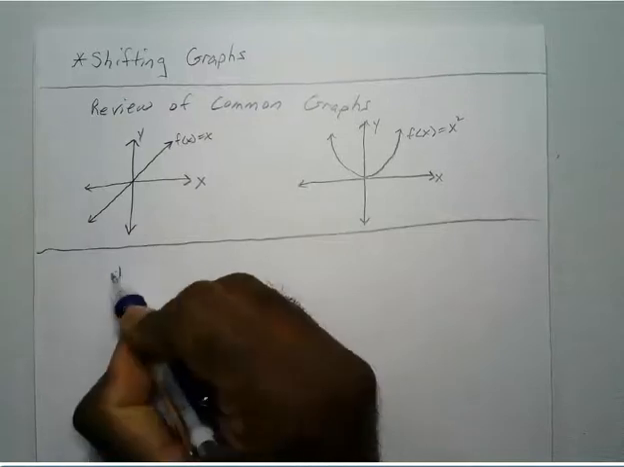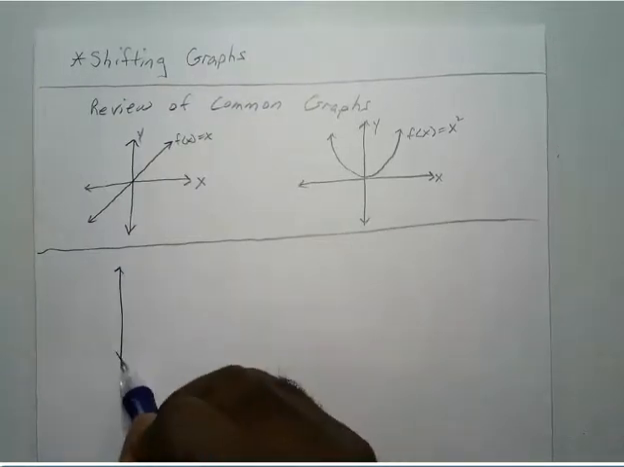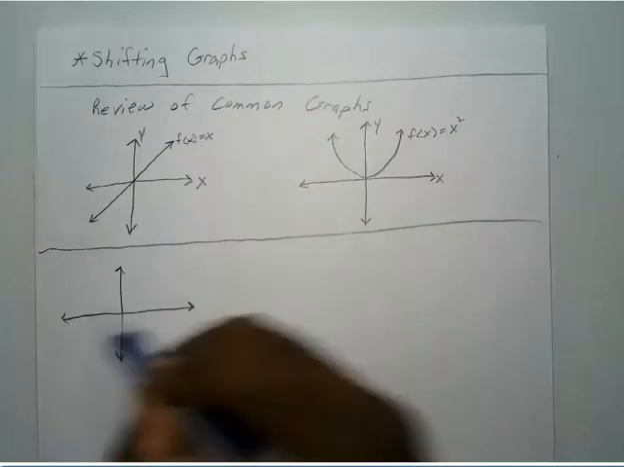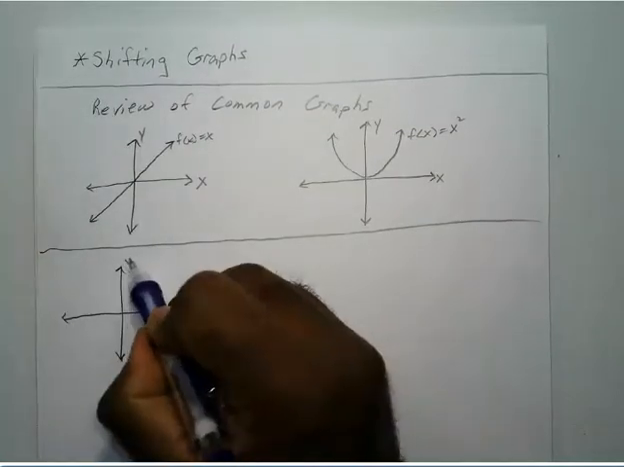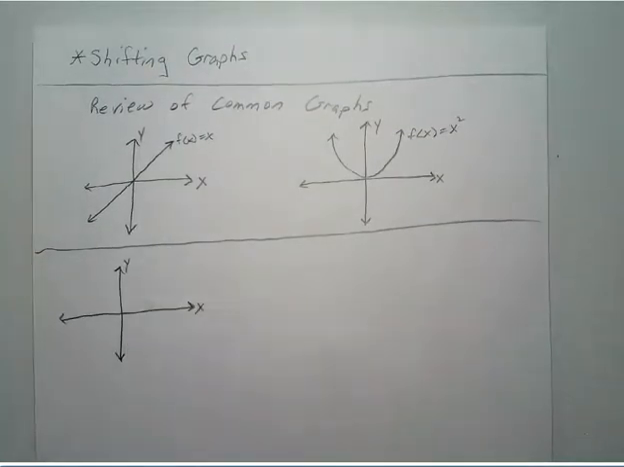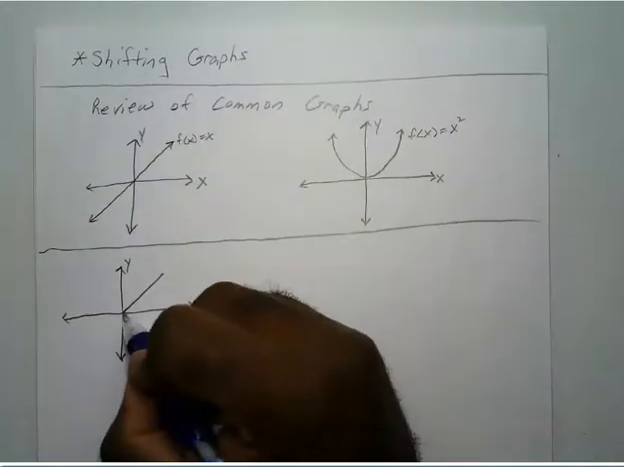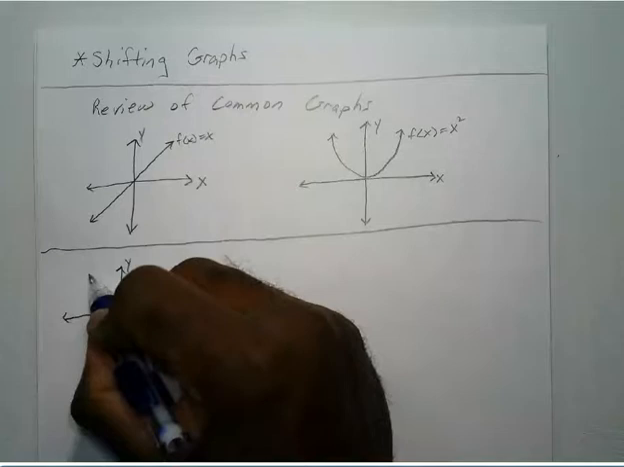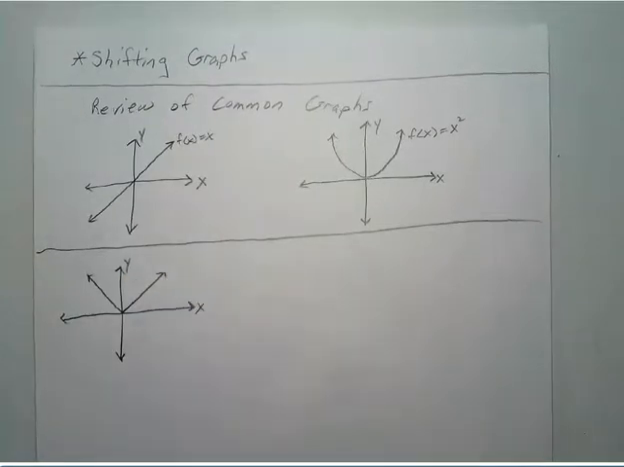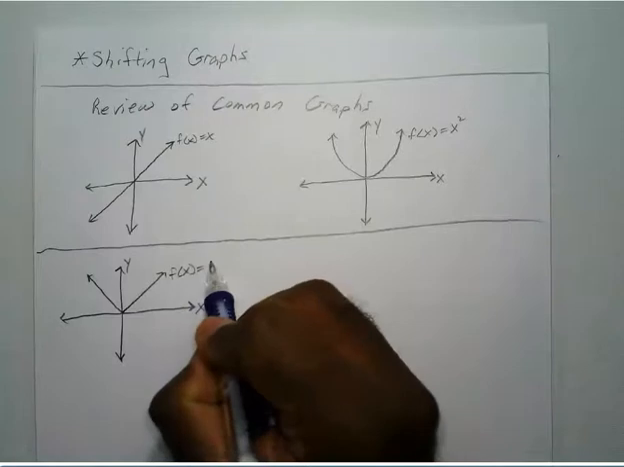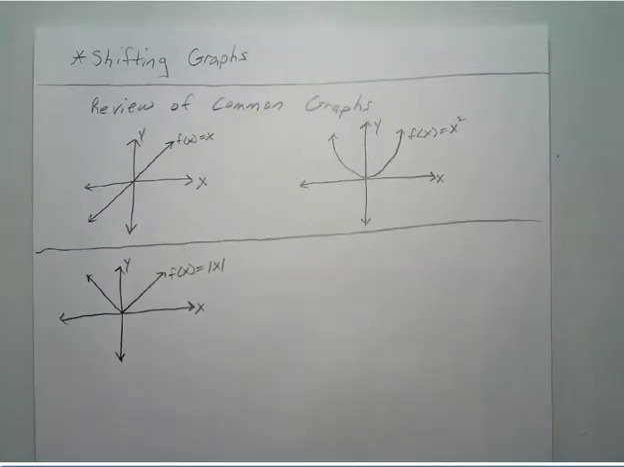If we draw another XY axis, again we have our x and we have our y. We draw two straight lines going at an angle away from the origin. This is f of x equals absolute value of x.